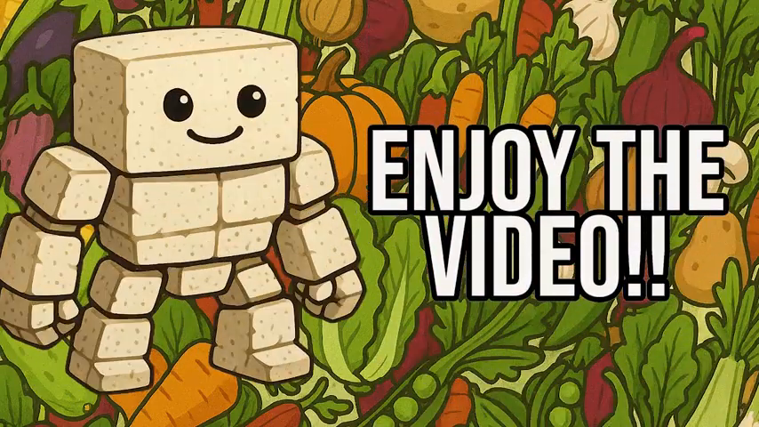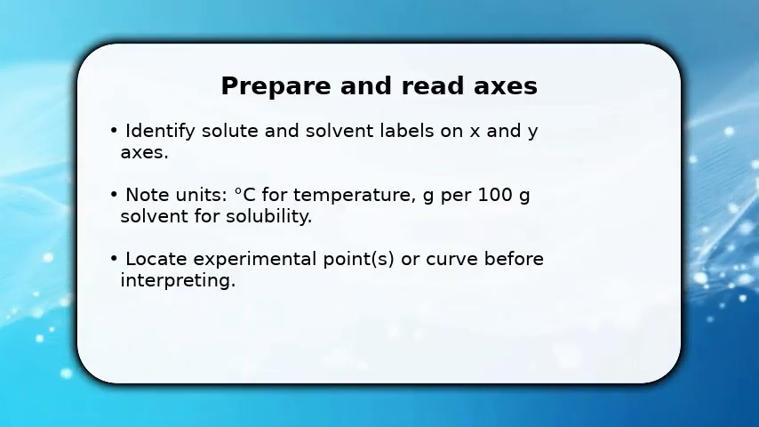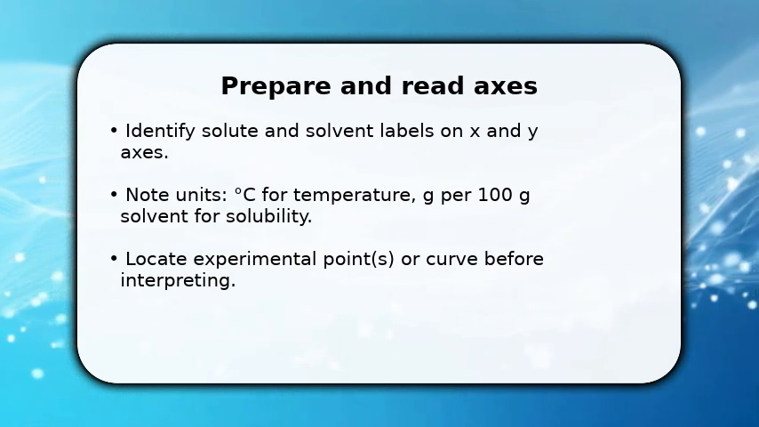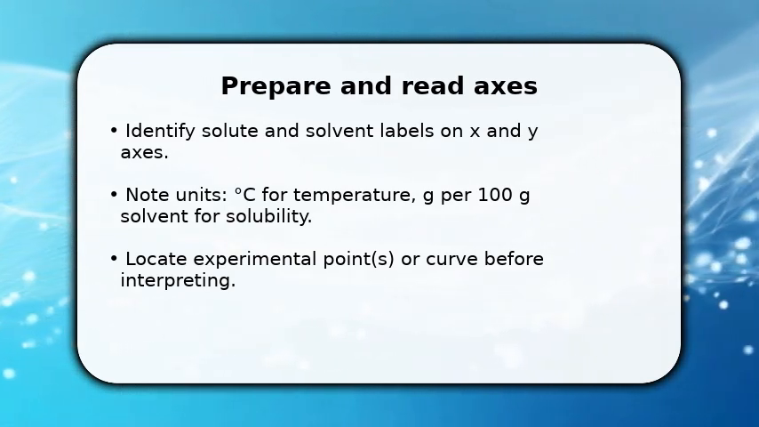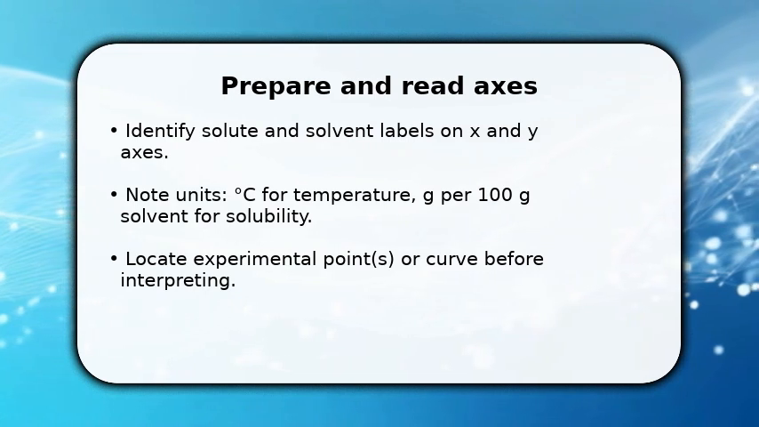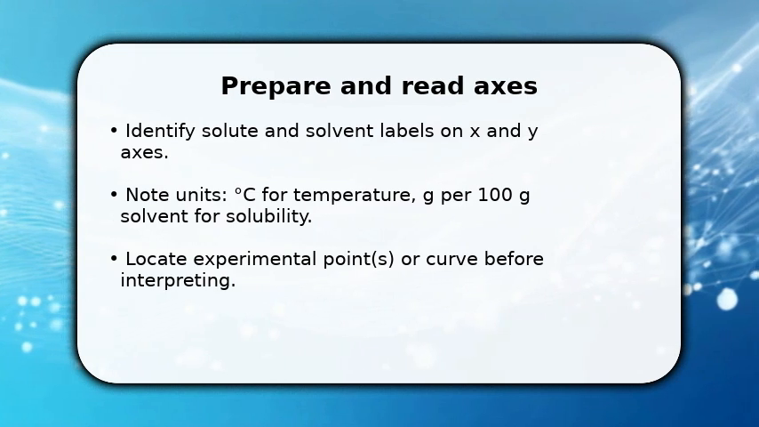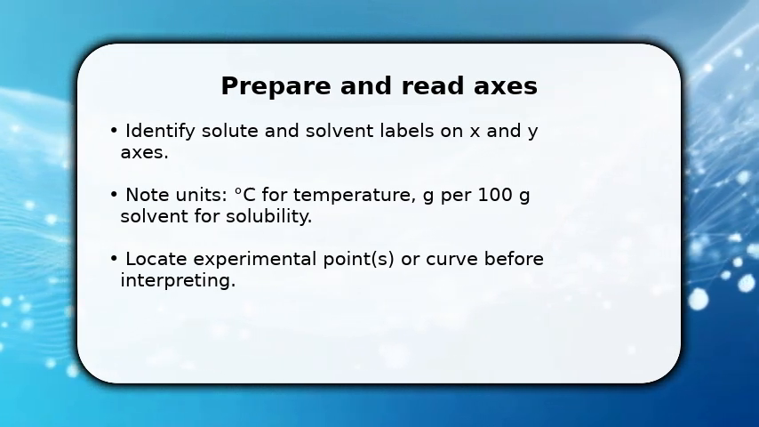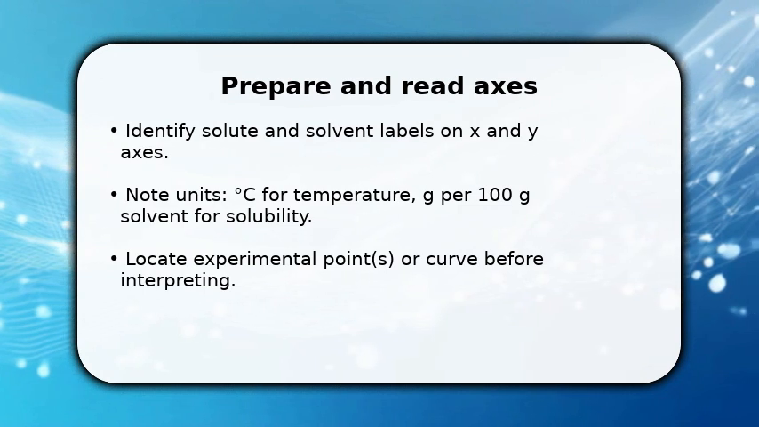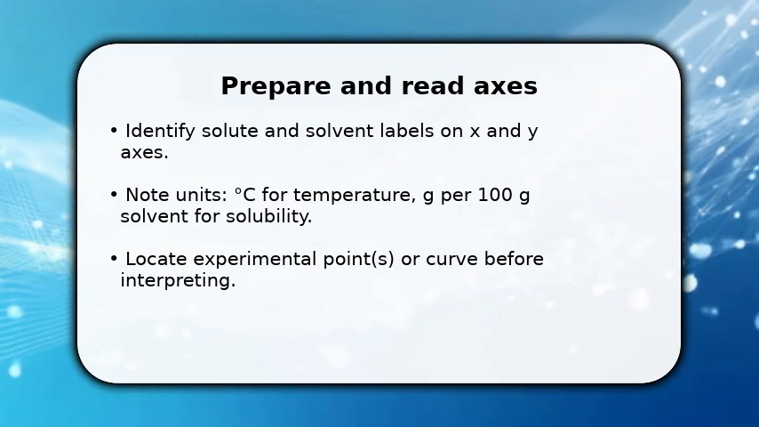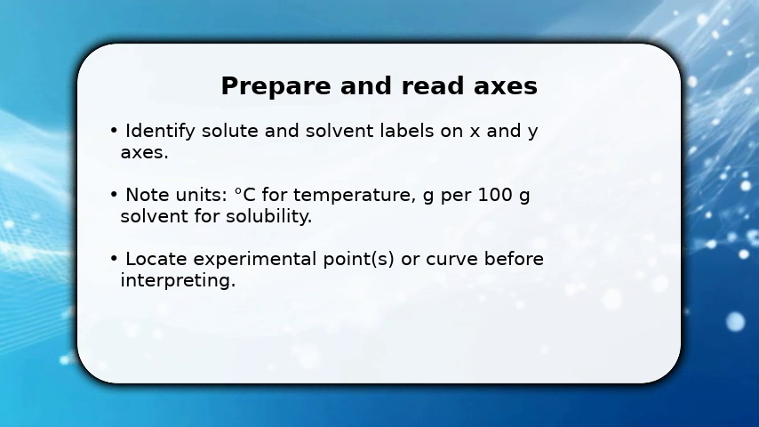Please enjoy the video. You start by confirming what each axis shows: temperature on the x-axis and solubility, g per 100 g solvent, on the y-axis. Once done, make sure units match your conditions. Convert if necessary. Next, find the curve for your specific solute or plot your experimental point. You need that baseline to compare.